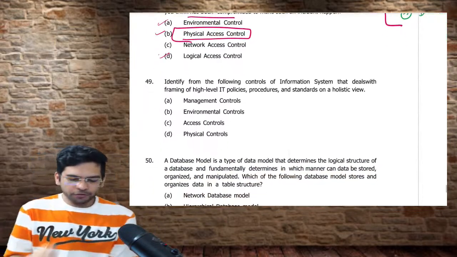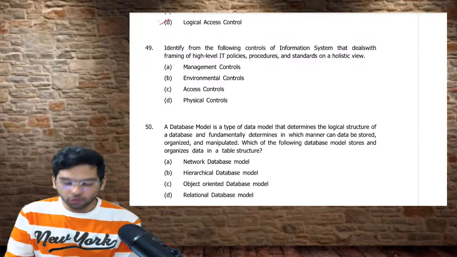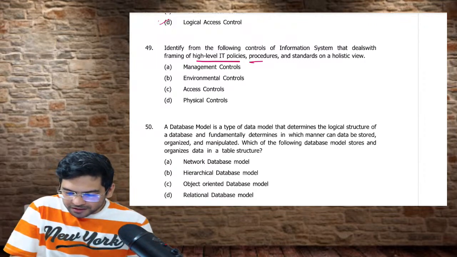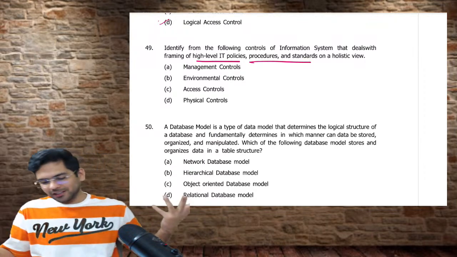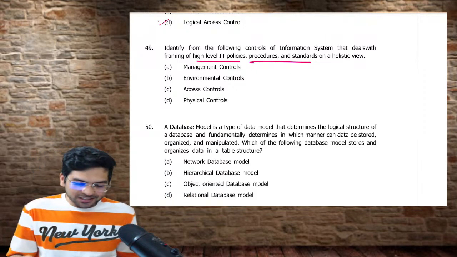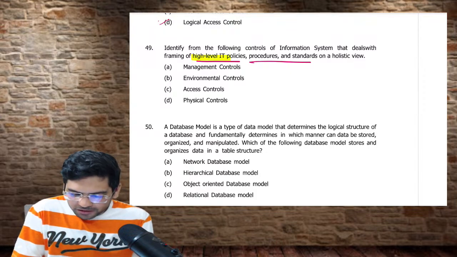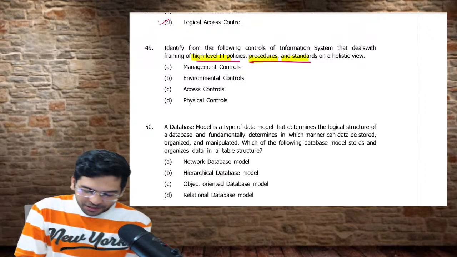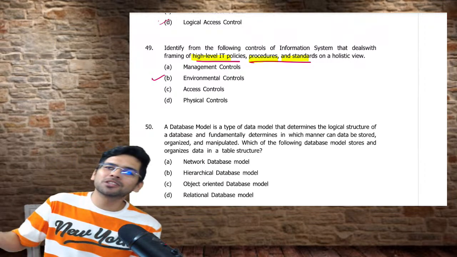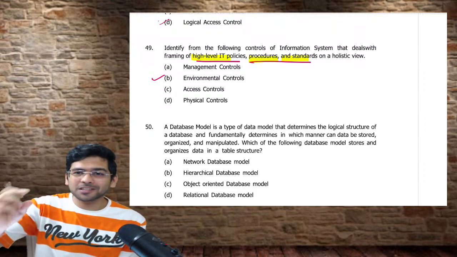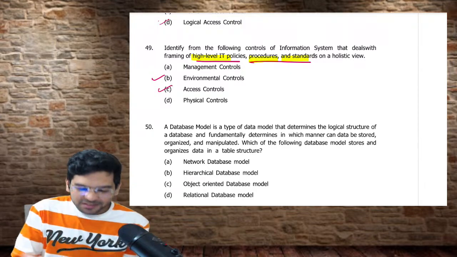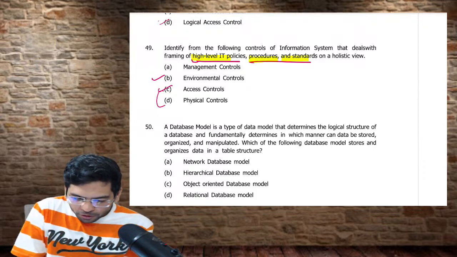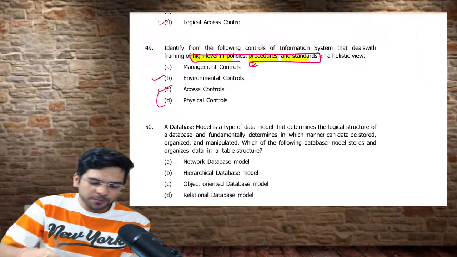Next, question number 49. Identify from the following controls of information system that deals with framing of high level IT policies, procedures, and standards on a holistic view. Very easy question again. You can also go by the process of elimination. You all know environmental controls, right? Environmental controls are with respect to fire, water damage, power fluctuations, etc. Access controls can be physical access or logical access, user ID, password, lock on doors. So which is the obvious option? Management control. Management control is the correct answer.